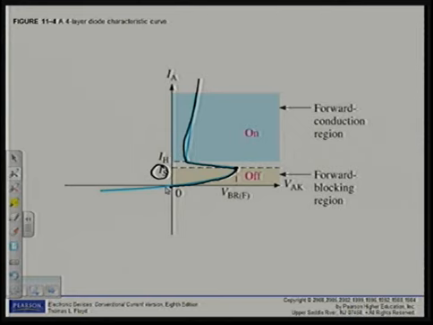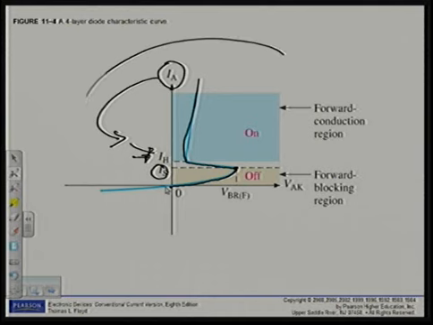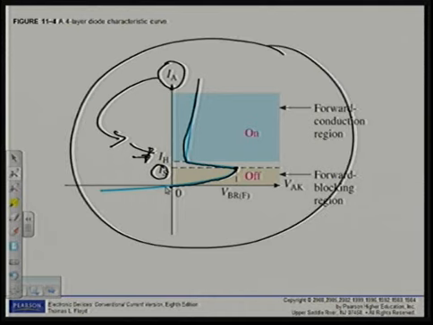That's at the moment that it remains on, and there's another current there that's called IH. That is the holding current. This device will remain on as long as the anode current is larger than the holding current. As soon as the anode current becomes lower than the holding current, the device switches off. Right, that's the basic operation, and you need to know the 4-layer diode's characteristic curve as well with its labeling.